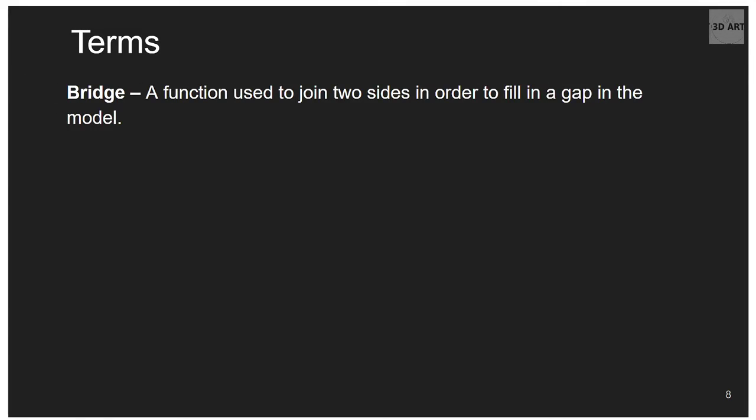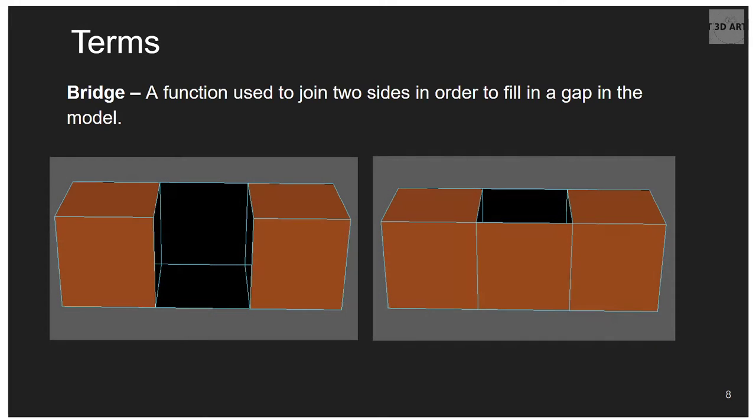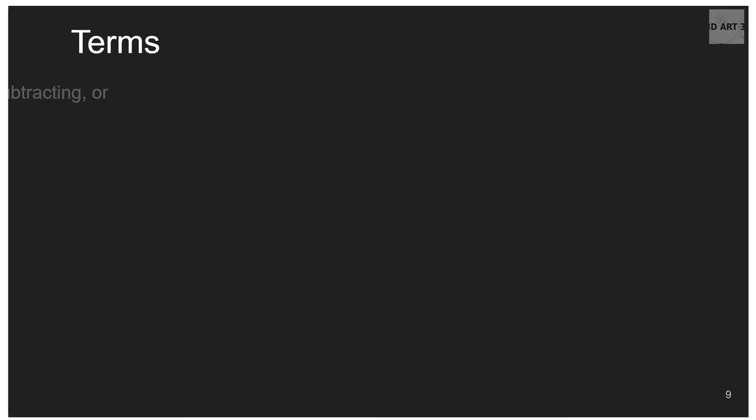All right. So bridge. A bridge function is used to join two sides in order to fill in a gap in the model. All right, so you guys should know how to bridge things, right? You guys have been bridging things and deleting stuff and fixing objects. So these terms should be just, oh okay, now he's putting a term to the things I've already been doing.